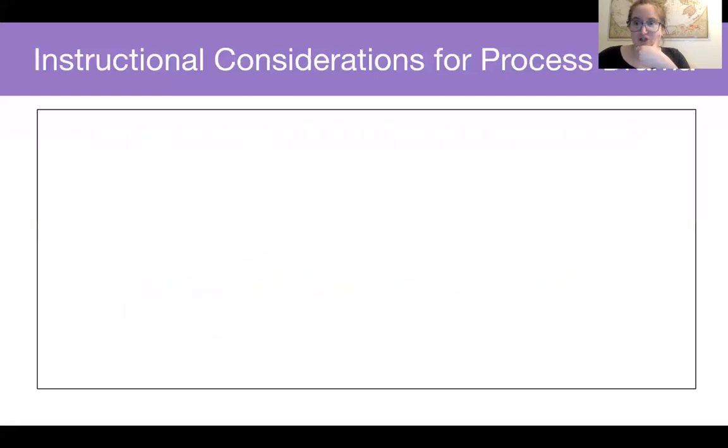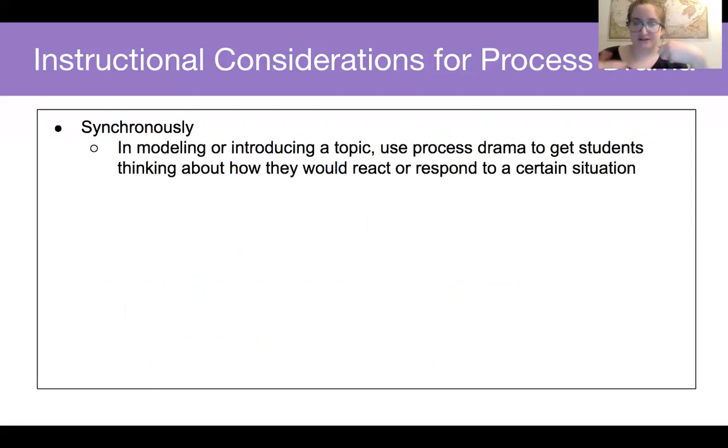Here are some instructional considerations for when you use process drama in your classroom. If you're using process drama synchronously, you can use it to model or introduce a new topic, get students thinking about how they would react or respond to a certain situation, in kind of a communal event that they can all then use to build schema from.